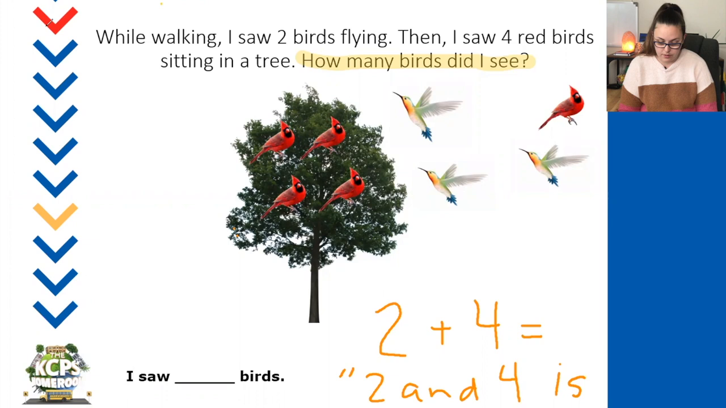So here's one red bird. So there's one red bird, two, three, let me switch to white, four. Then we have to count the other birds as well, but we have to count on from four. So we stopped at four. This bird over here is five. And the bird underneath is six. So now I know that two and four is six.